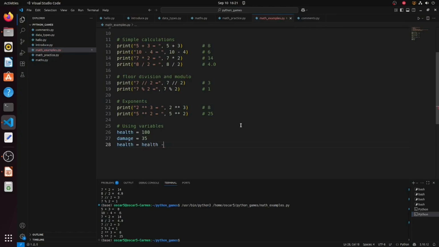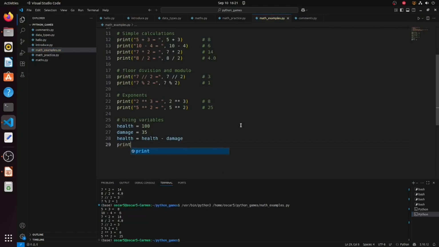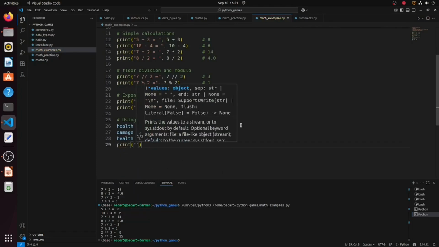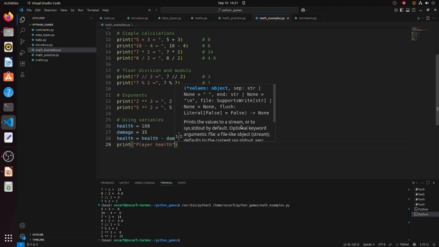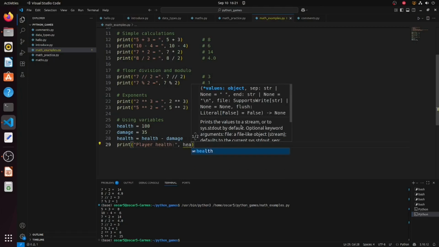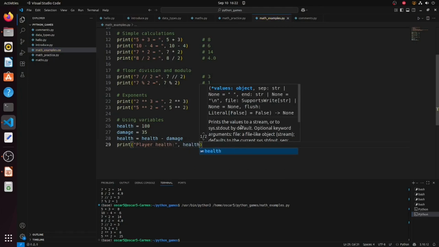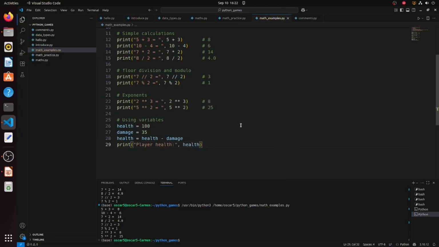Maybe they got hit by an enemy or fell into a trap. Now, look at the line, health equals health minus damage. Here's what's happening. We're taking the number inside health, which is 100, and subtracting the damage, 35. Then, we save the new result back into health. So now, health becomes 65.